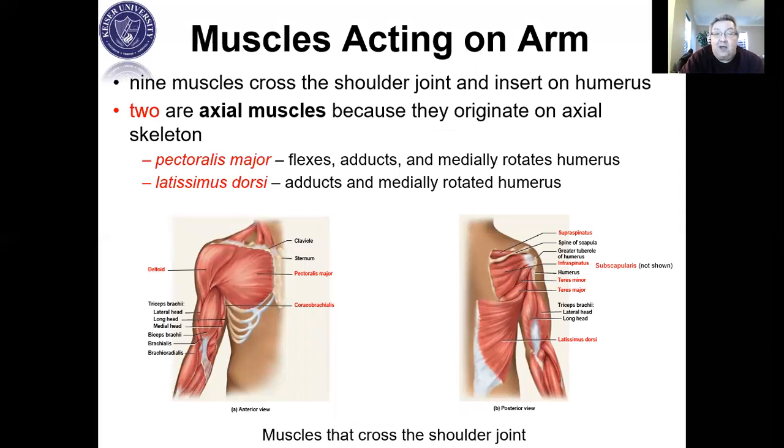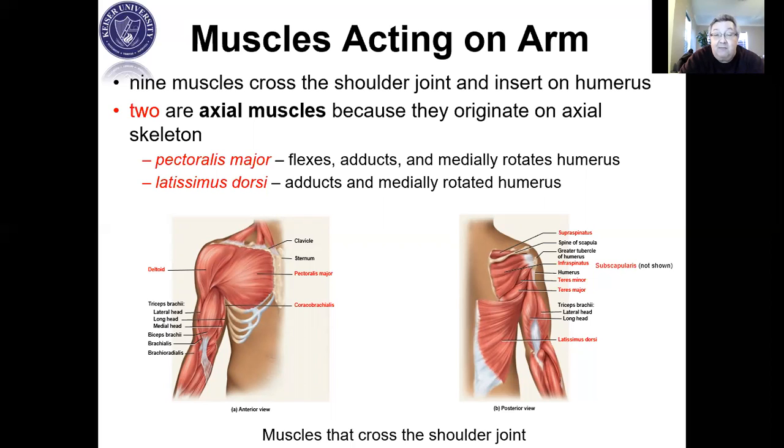So there's about 9 muscles that cross the shoulder joint and they insert on the humerus. Again, in order to perform all of these motions, flexion, extension, abduction, adduction, and rotation, these muscles have to attach at the humerus. Okay, so they're all going to go to the humerus, somewhere on it.